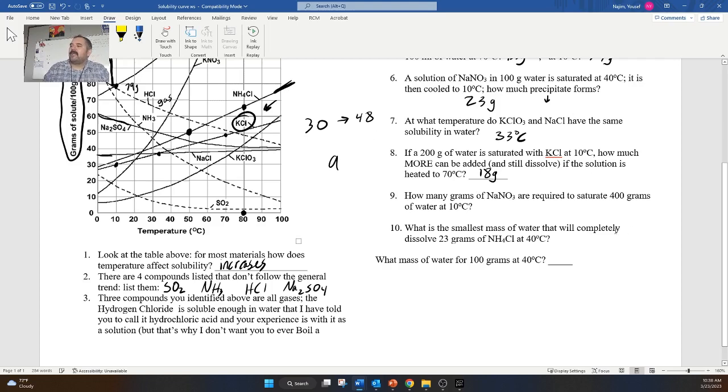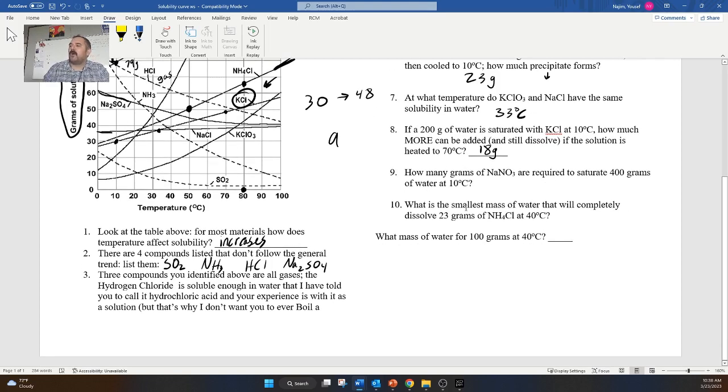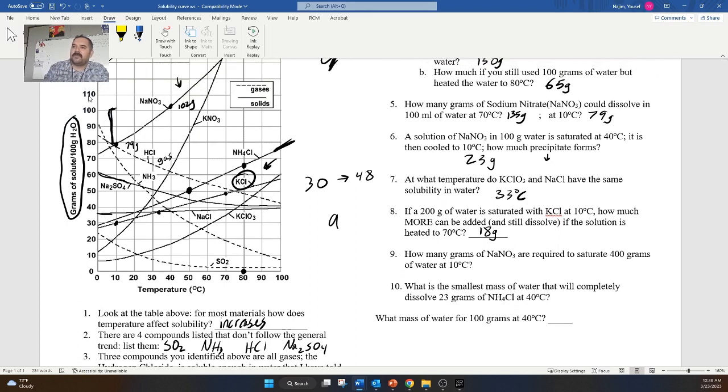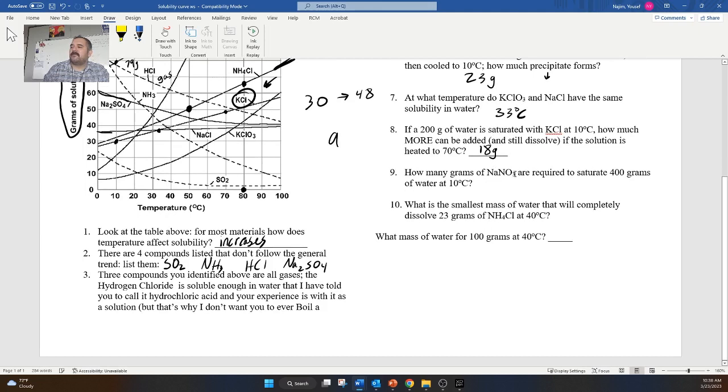How many grams of NaNO3 are required to saturate 400 grams of water at 10 degrees C? So NaNO3 is right here. And for 100 grams of water at 10 degrees, we can dissolve 79 grams. So if we're trying to saturate 400 grams, what do we have to do? What do we multiply by? We multiply by 4. So 79 times 4, what does that give you? All right, so it's 320 minus 4, which is 316 grams.